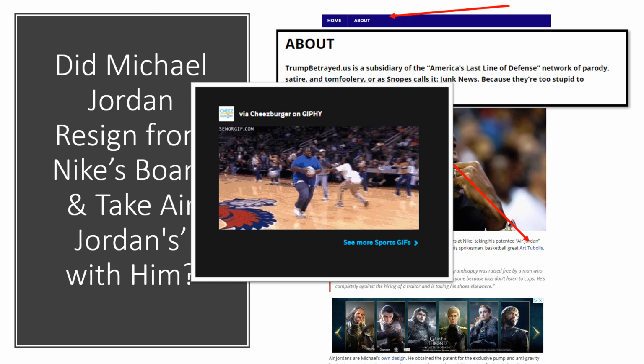Okay, another way we could try to confirm or deny this story is a simple Google search. Nobody else is reporting on this story because it's not true. We might also be curious about Michael Jordan being on Nike's board. Guess what? Never on Nike's board. Okay? This story is completely fabricated. So those are a few ways that we can investigate the truthfulness, the authenticity of this story.